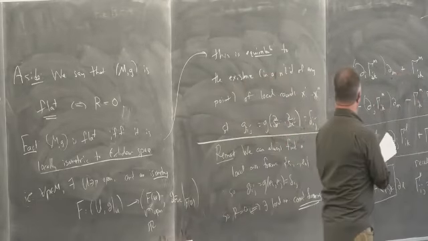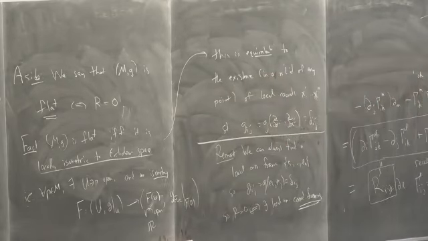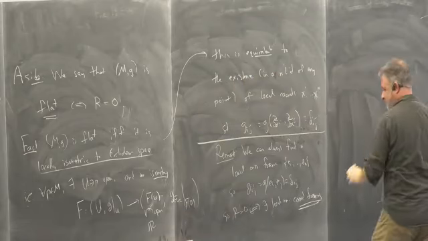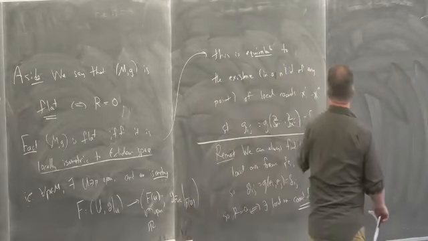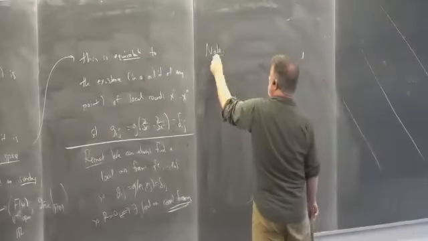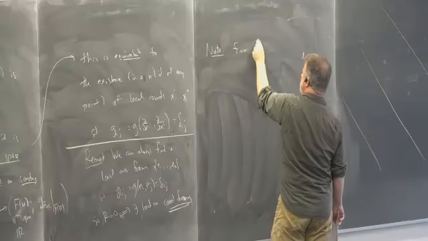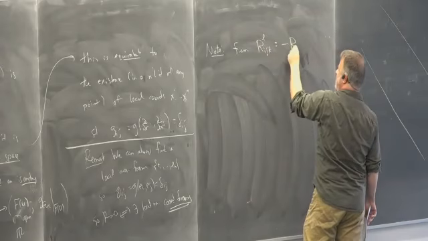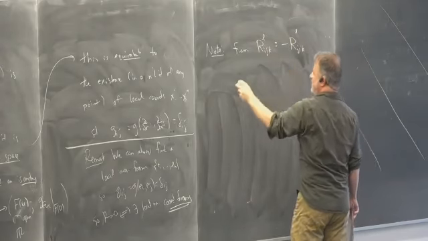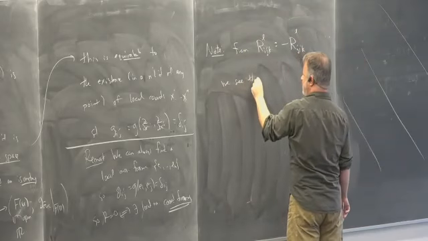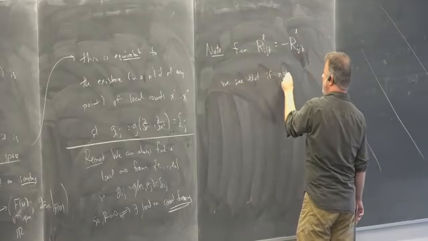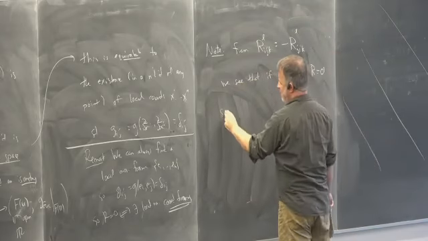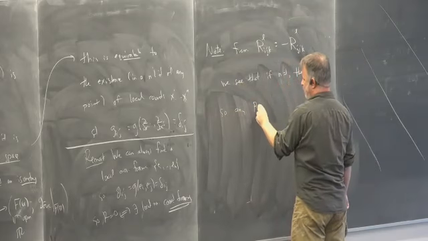Okay, so let me make one more remark. Note from Rijkl is minus Rjikl, we see that if n equals 1, then R equals 0 for any metric. So any Riemannian one-manifold is flat.